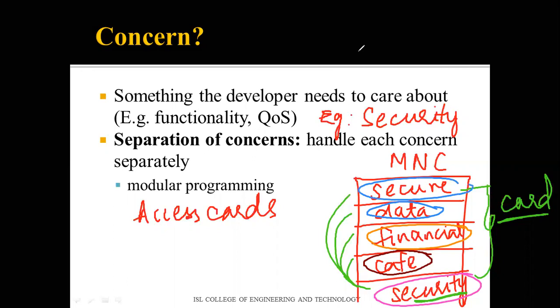The secure department needs to have a different card. That is how you're going to make a separation between all these concerns. That is called the separation of concerns. Now, this separation of concerns is done by modular programming. Modular programming is where you code in different parts, so that the coding for one card is only for the security area, then for the cafe, then financial data, then the secure department. You need to code in a modular way, that is called modular programming.